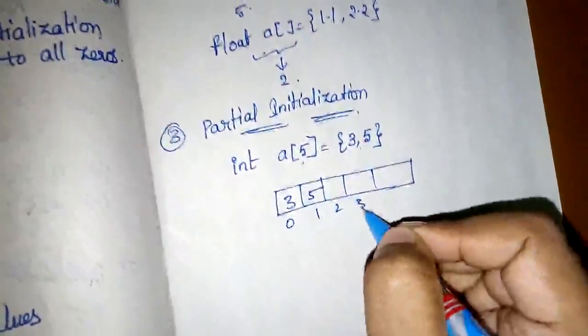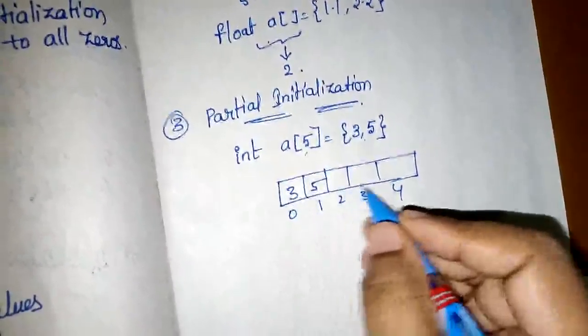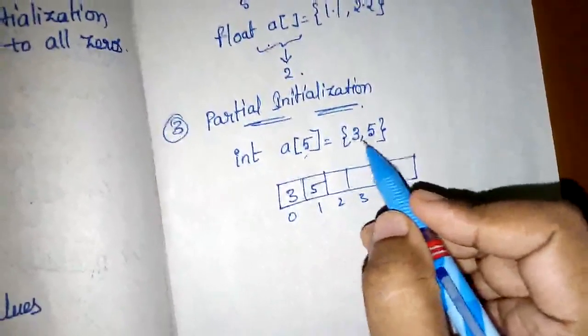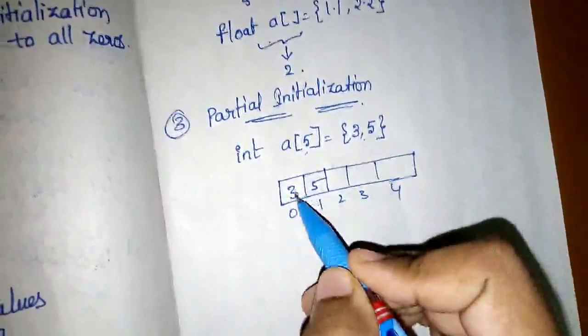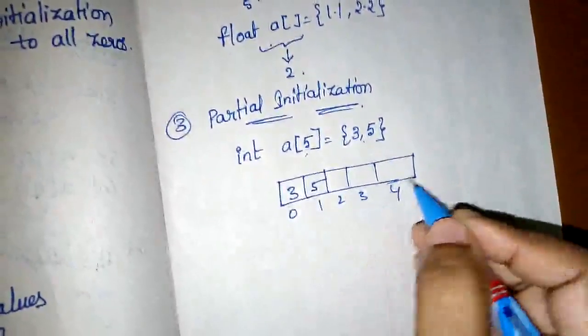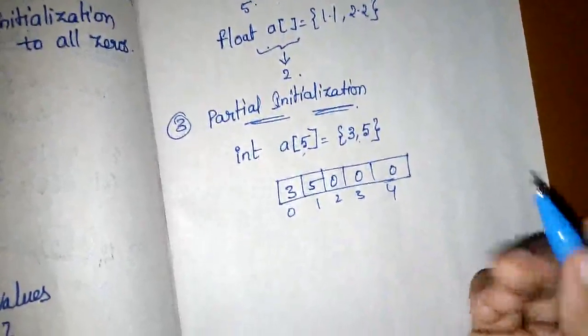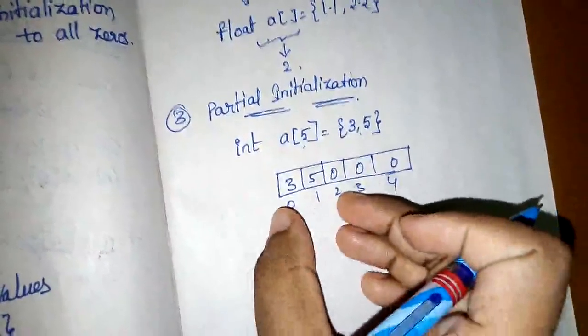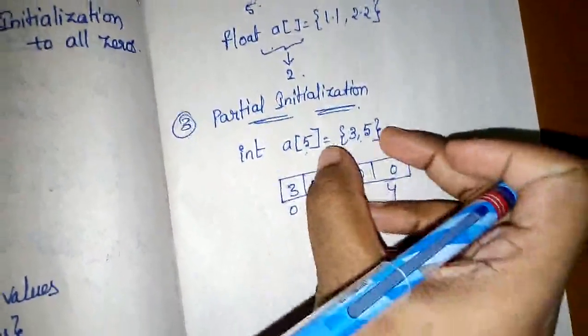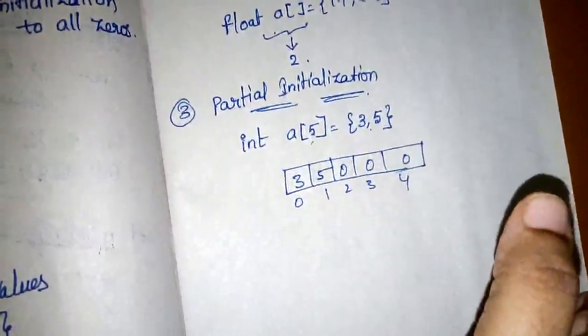Those 2 elements will be stored in the array from the starting positions in the order in which you have given the elements. So the same order will be stored in the array, but the remaining 3 elements will be filled with zeros. So only the partial number of elements will be assigned to an array, and the remaining elements will be filled with zeros.